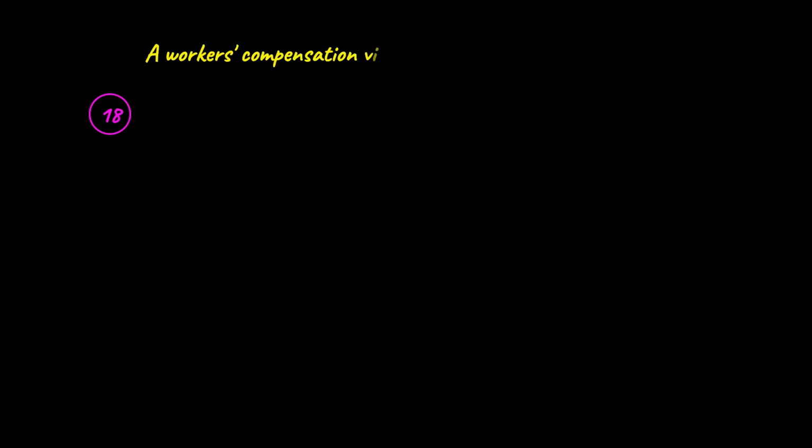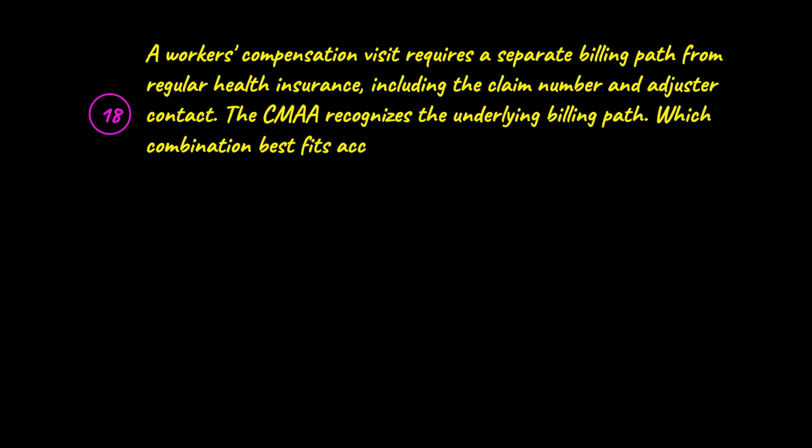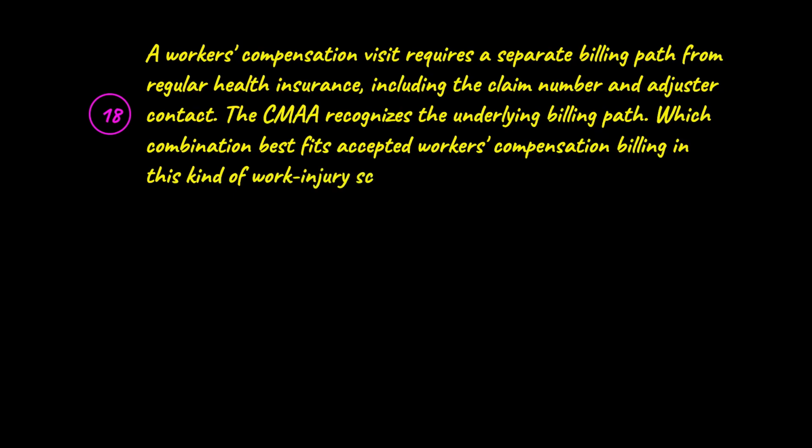Question 18. A workers' compensation visit requires a separate billing path from regular health insurance, including the claim number and adjuster contact. The CMAA recognizes the underlying billing path. Which combination best fits accepted workers' compensation billing in this kind of work injury scenario at the practice today?